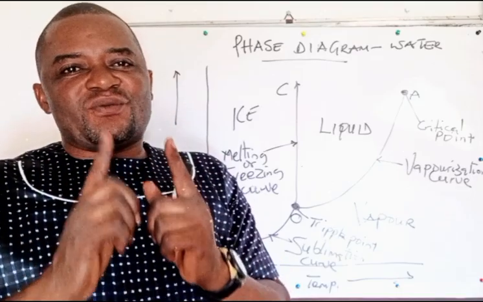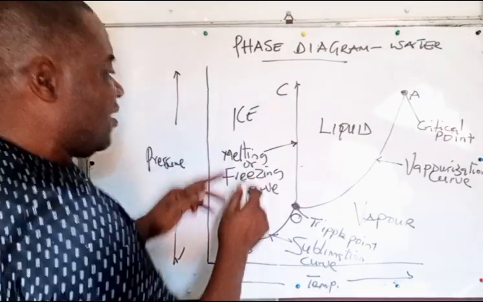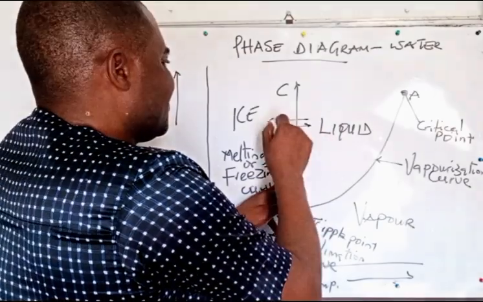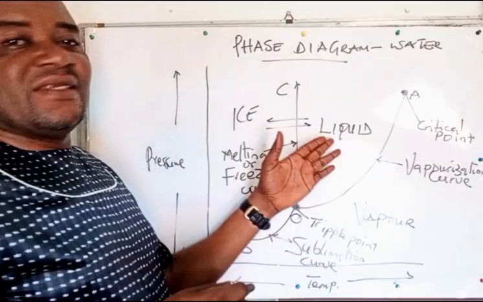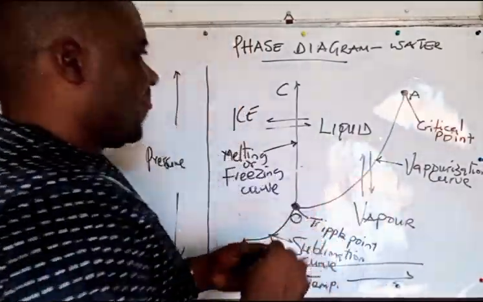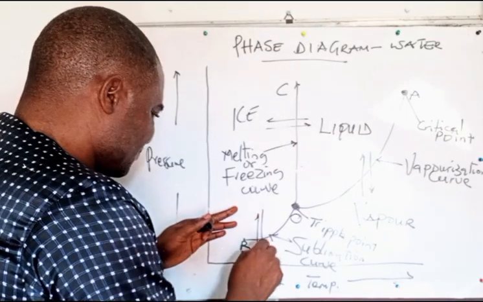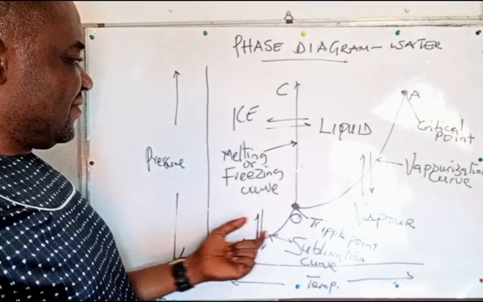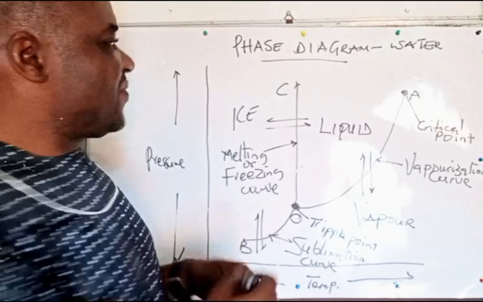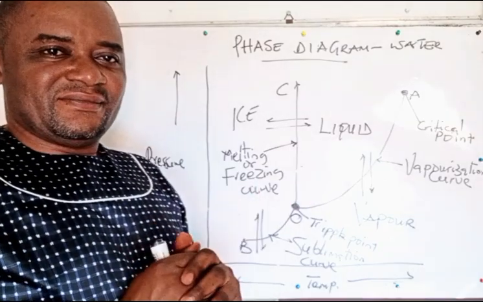But there is something very important we must know: at this freezing or melting curve, there exists an equilibrium between the ice and liquid. There also exists an equilibrium at this point between your liquid and vapor, which is the gas. And there exists also an equilibrium between your vapor and also what? The ice. Something happens around this equilibrium.